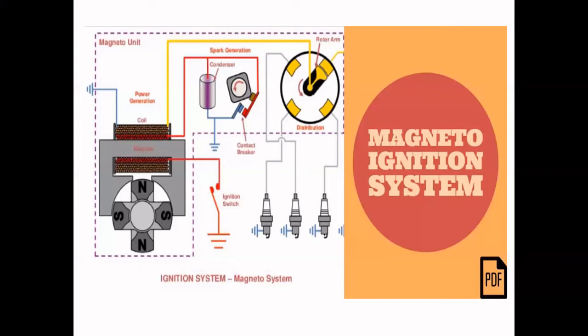There are three types of magneto which are used. One is the armature rotating type magneto. The second one is the magnet rotating type. The third one is the polar inductor type.